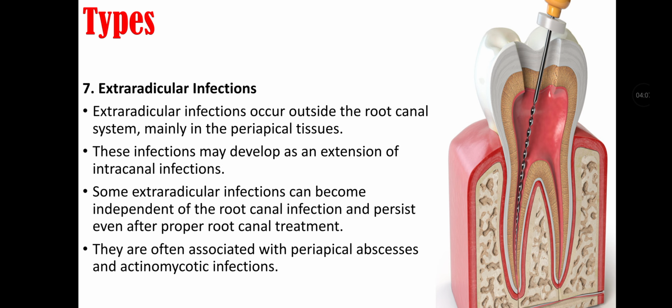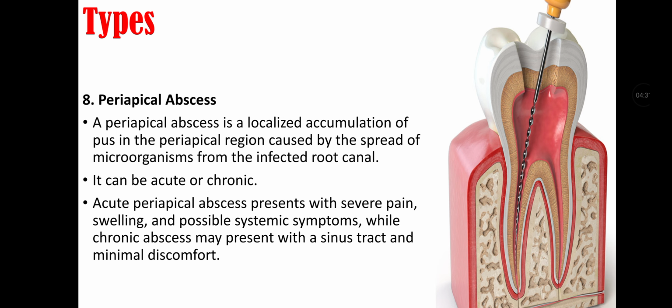Seventh type is extraradicular infection. Extraradicular infections occur outside the root canal system, mainly in the periapical tissue. These infections may develop as extension to intracanal infections. Some extraradicular infections can become independent of the root canal infection and persist even after proper root canal treatment. They are often associated with periapical abscess and actinomycotic infection.